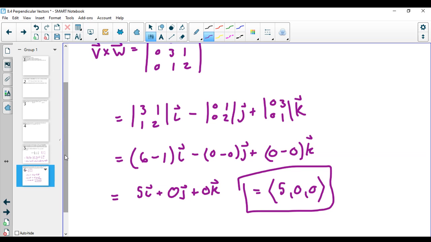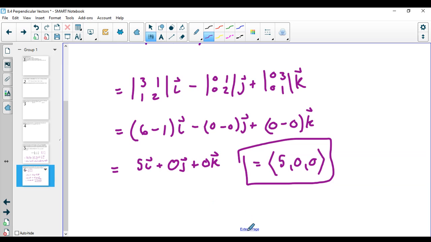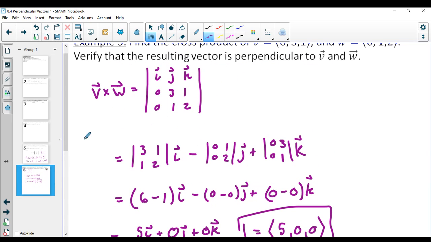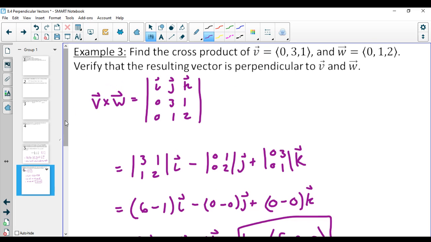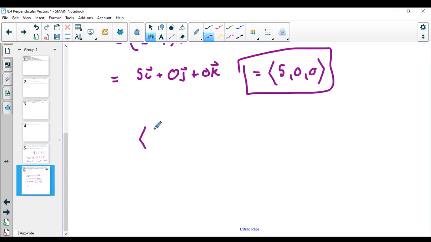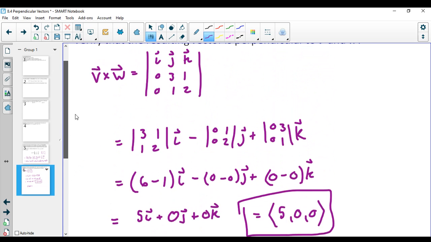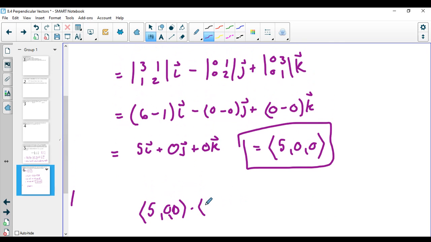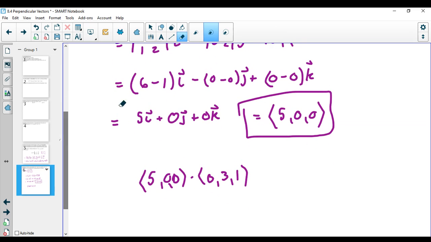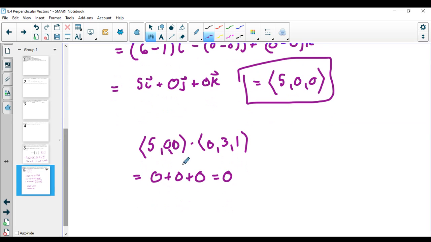We can work more on this tomorrow. And then it said verify that this vector is perpendicular to these two. So if we do 5, 0, 0 dot the first vector V, which was 0, 3, 1, and test that out, we get 5 times 0 is 0, plus 0 times 3 is 0, 0 times 1 is 0, equals 0. And remember, when it equals 0, that means it's perpendicular, so that checks out.